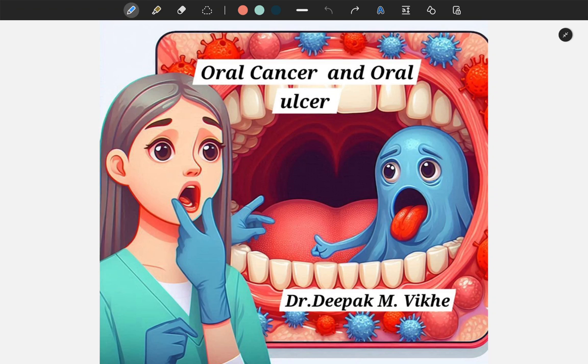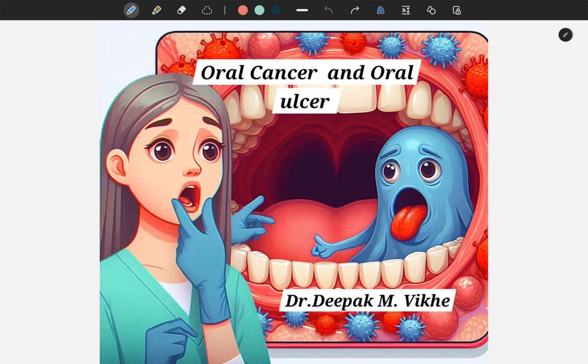Today we are going to discuss the differences between oral cancer and oral ulcers, and what the key differences are, what the indications and contraindications are. It's important to know the signs and symptoms of each, as early detection can save lives. Let's dive in. First, let's define what we are talking about.